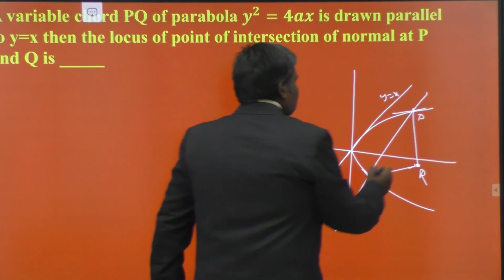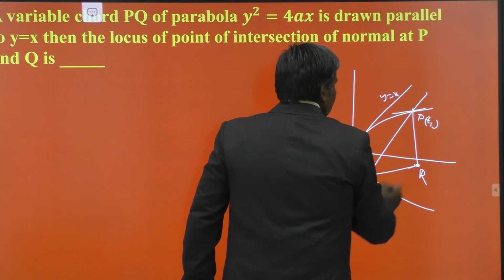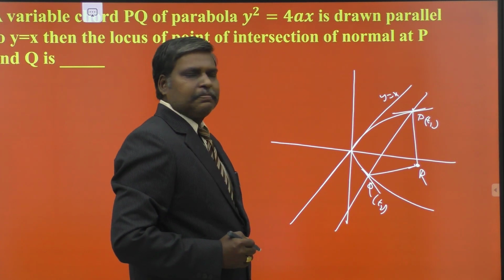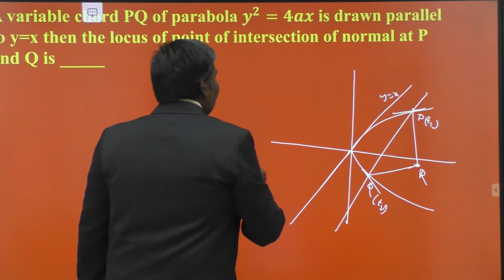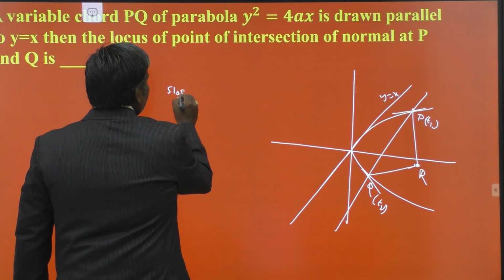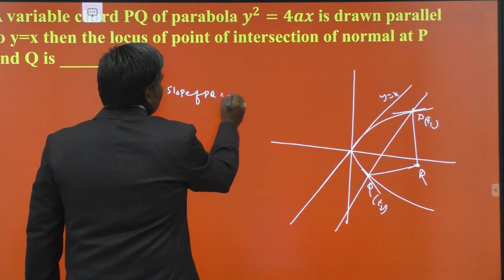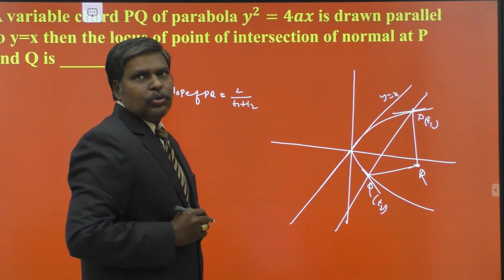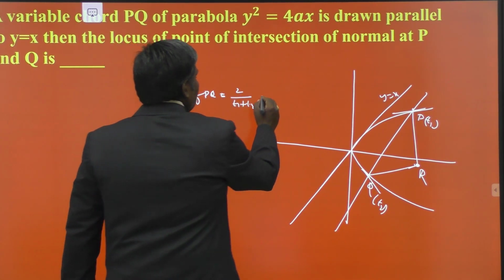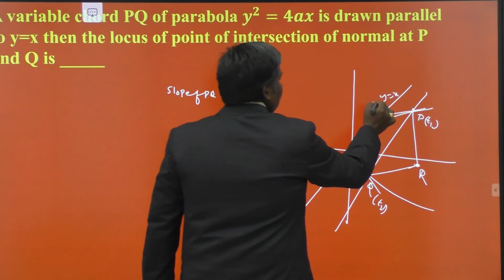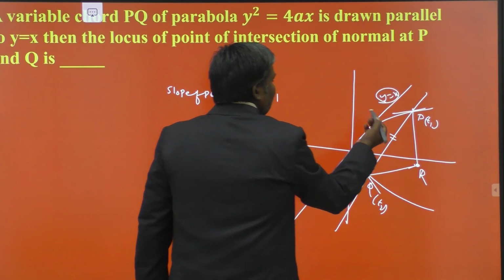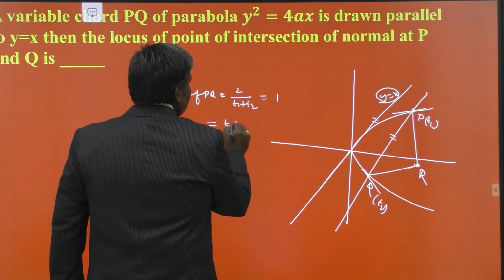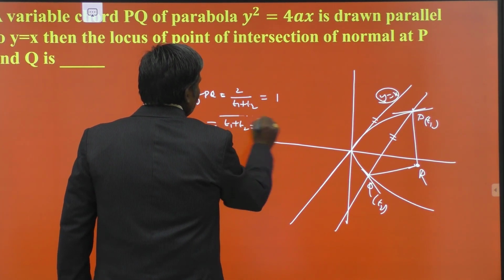Understand? Suppose the coordinates of P and Q are (at1², 2at1) and (at2², 2at2). Now what is the slope of PQ? Slope of PQ is equal to 2 by t1 plus t2. This is equal to 1. Am I correct or not? What is the slope of y equal to x? 1. The lines are parallel, their slopes are equal. Immediately we obtain the condition t1 plus t2 is equal to 2.